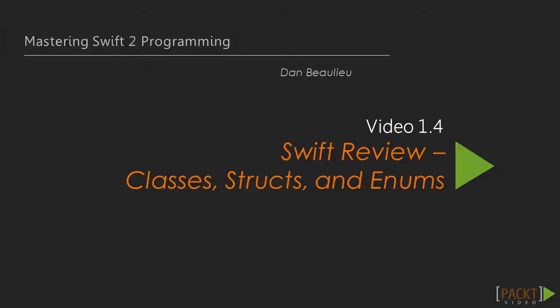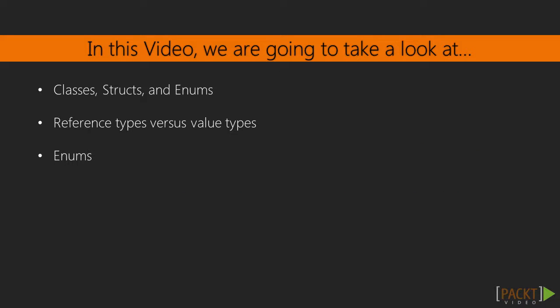In the previous video, we reviewed Swift's collection types by discussing arrays, dictionaries, and sets. In this video, we're going to take a look at classes, structs, and enums, and open a dialog in regards to reference types and value types that will be ongoing throughout this course. Later in this video, we'll take a quick look at Swift's powerful enum type.